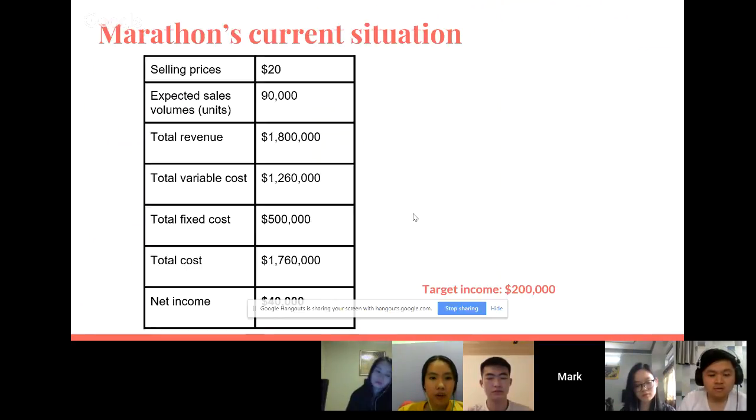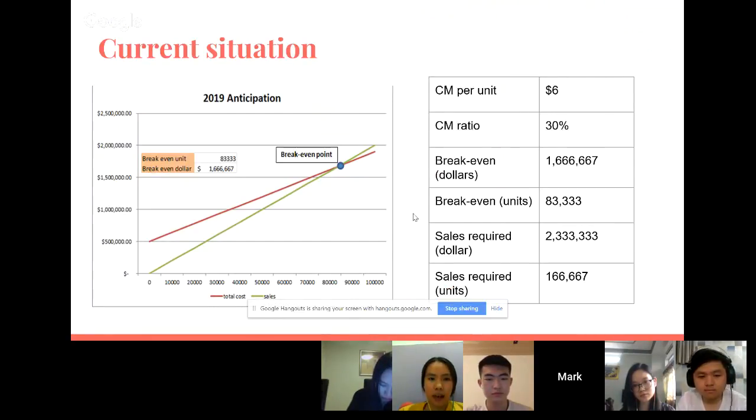So the total revenue is $1,800,000. The total cost is the combination of total variable cost and total fixed cost, which is $1,760,000. The net income is total revenue minus total cost, so we have $40,000, and this number cannot achieve the target income, which is $200,000. Can we talk about the next slide?